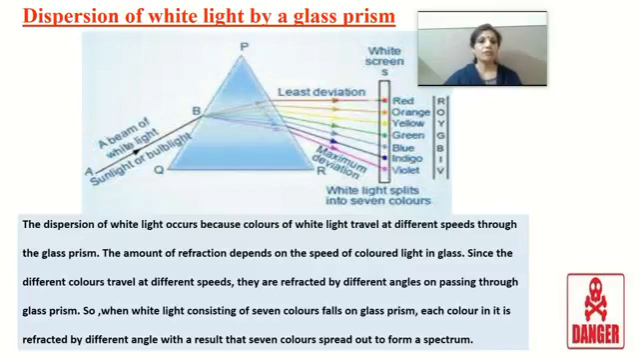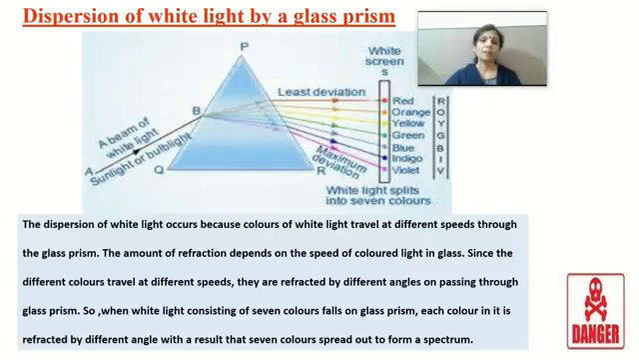So the dispersion of white light occurs because the colors of white light travel at different speeds through the glass prism. Every color travels with a different speed inside the glass prism. The amount of refraction or bending of every color depends upon the speed of the colored light in the glass. Right? Now since the different colors travel at different speeds, they are refracted by different angles on passing through the glass prism.